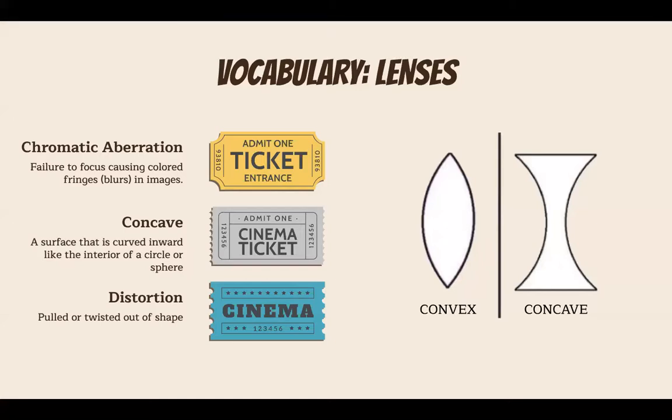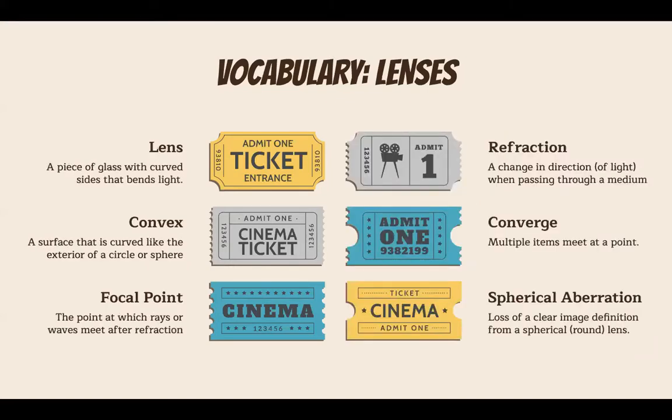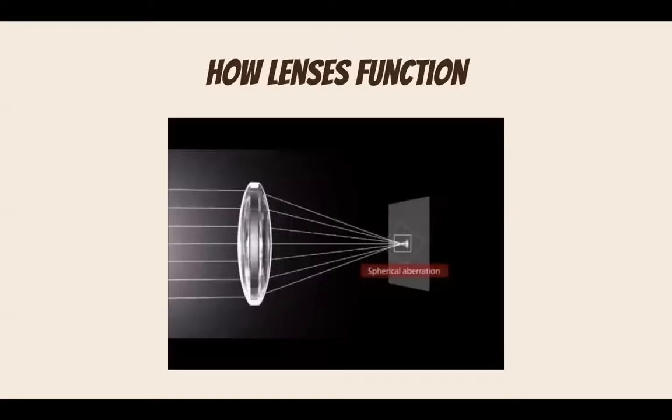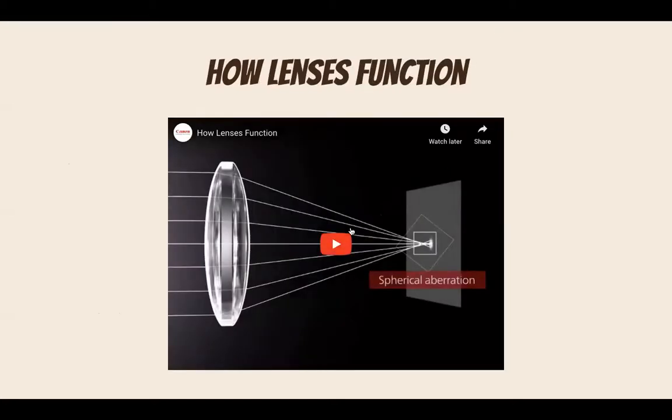As I said, there's a convex lens, which is on the left. If you look on the right side of the screen, it's the left, the bulging out lens. And a concave lens curves inward. So it's a surface that is curved inward like the interior of a circle or a sphere. And distortion is obviously just things pulled or twisted out of shape. So those are all the vocabulary words you need. You could come back here if you're confused about anything that's said in the video, you can take a look at it, but here's the video.